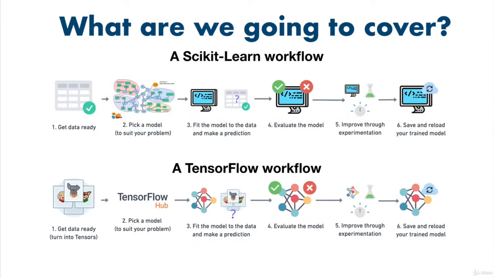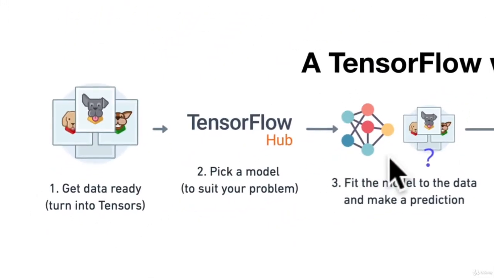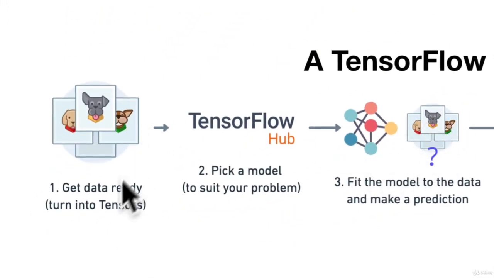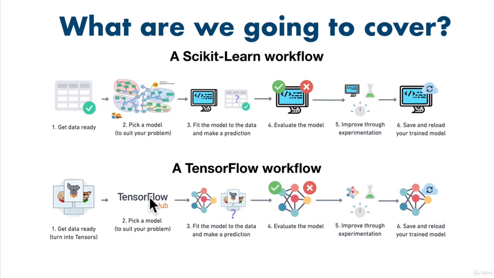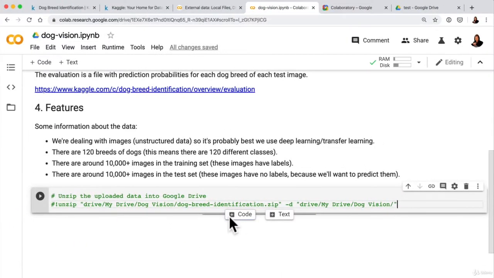We come back to our keynote. This is our workflow. We're working with unstructured data. So get our data ready. We've got it uploaded into Google Drive, correct. Get it into Tensors. We're going to use TensorFlow for that. And TensorFlow Hub. So that's what we might as well try and do. We might as well try and import TensorFlow and TensorFlow Hub. How might we do that?